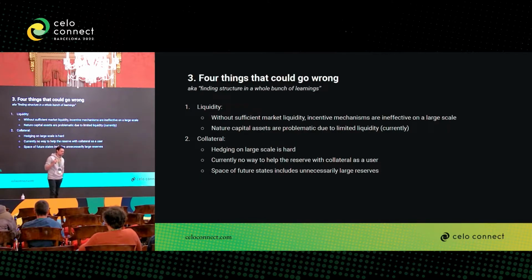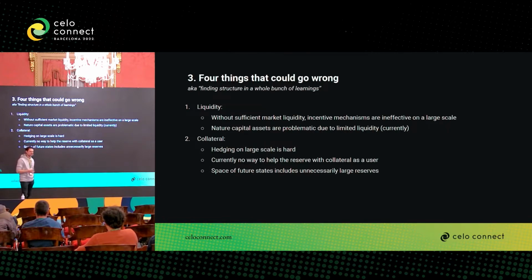Learnings with respect to collateral over the last years were, well, hedging is really, really hard on a large scale. We kind of imagined that we can just hedge downside risk of the reserve in some near future. But the reserve is quite big, and hedging that downside risk efficiently is not really that easy to do. Also, we realized that there's not much you can actually do to help if there's ever a collateral problem in the reserve, which feels not great.